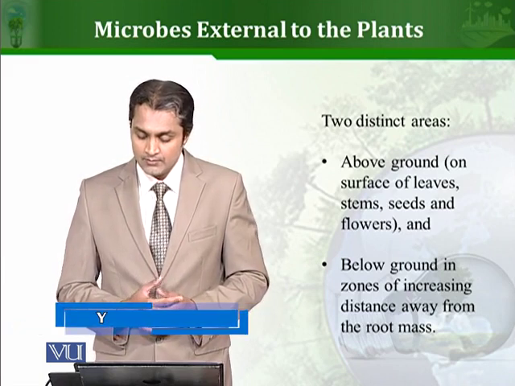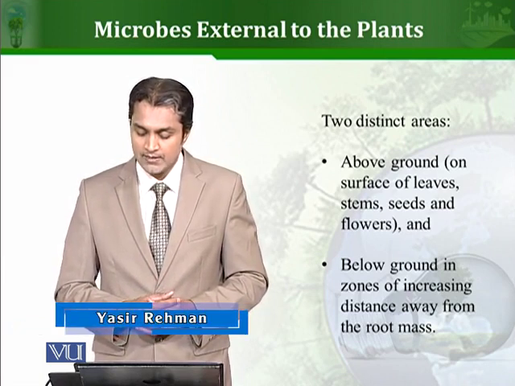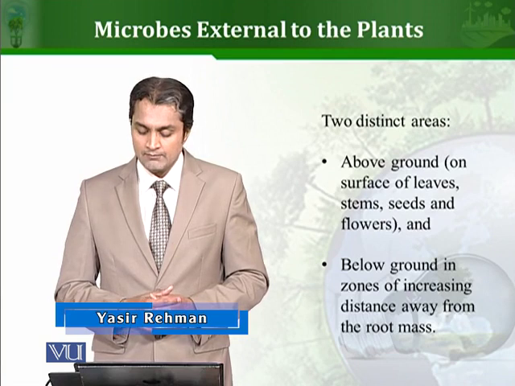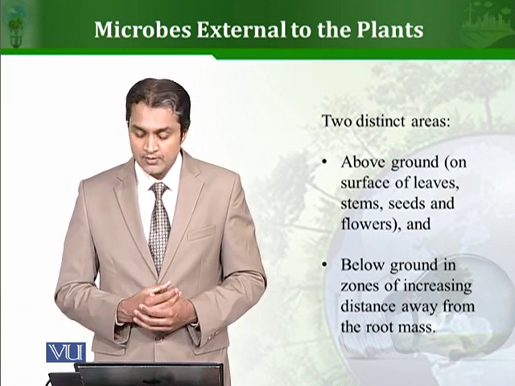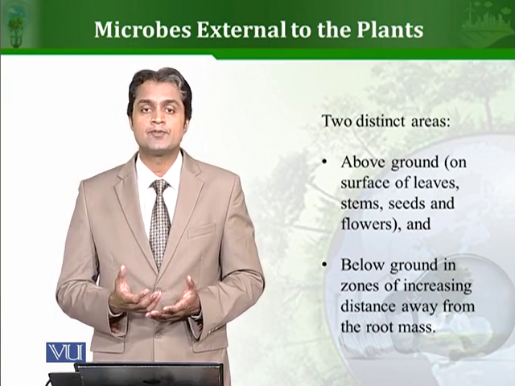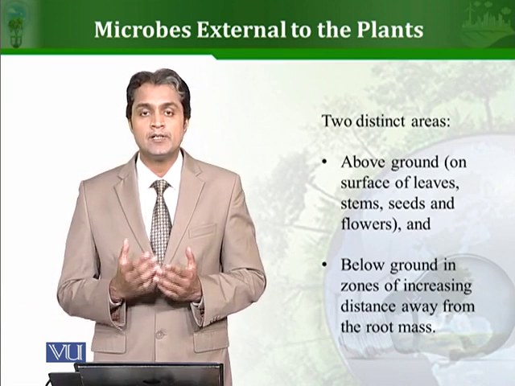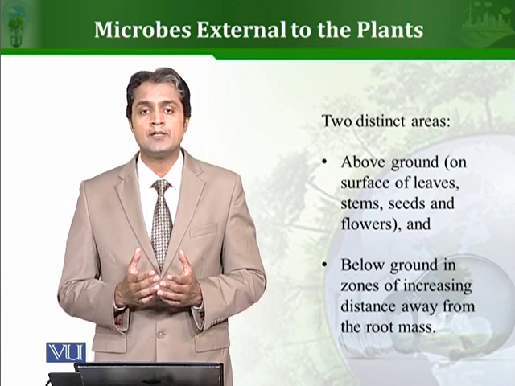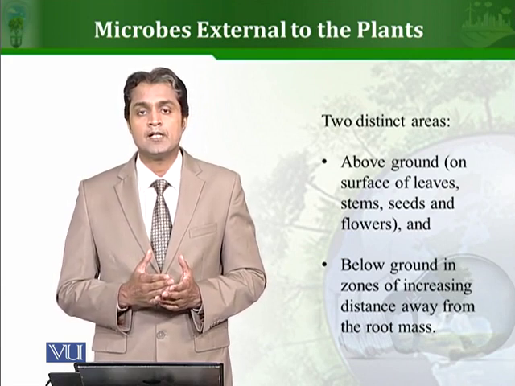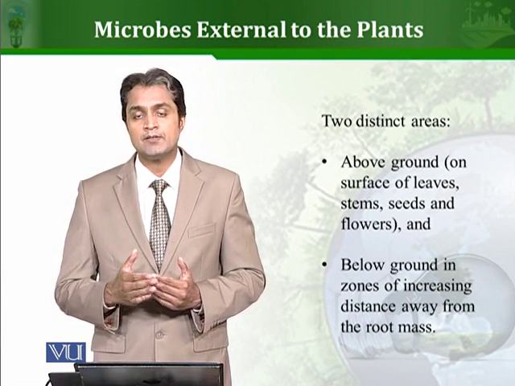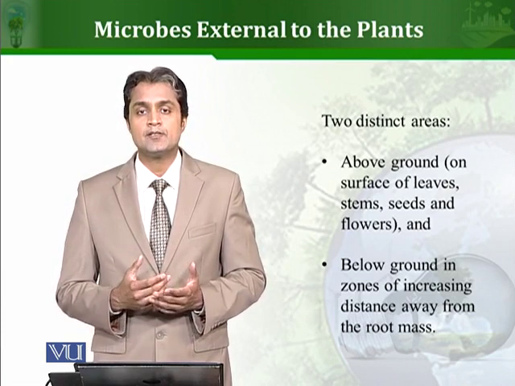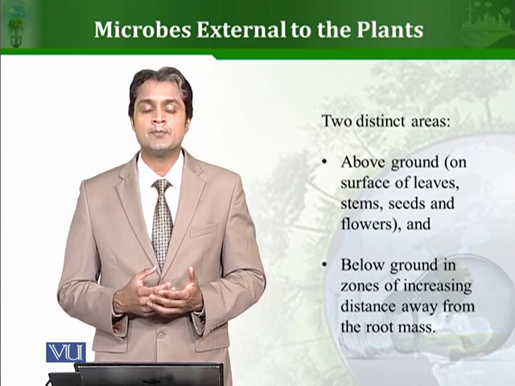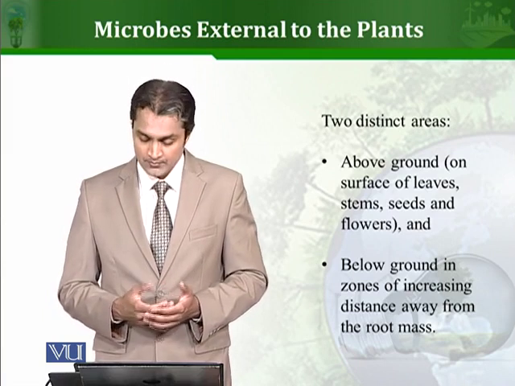So above ground basically means on the surface of leaves, stems, seeds, and flowers. And when you talk about the below ground zones, that is basically roots, and the soil surrounding the root, and the areas of the soil which are at certain distance away from the root as well. So that area is called rhizosphere, and it is rich in nutrients, and it harbors a much more microbial load.